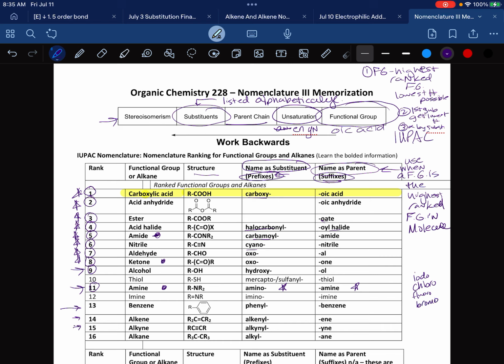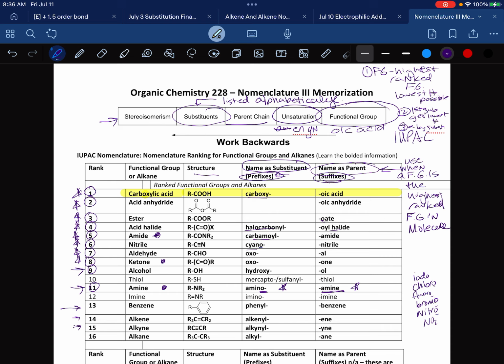We also have the substituent nitro, which is the NO2. Notice that all of these end in O, and so that's one of the ways I remember that when we have an amine and we use it as a substituent, that has the O ending. And then also here, when we're naming it as the functional group, we're actually literally giving it the functional group name of amine. So that's a little tip to remember that.